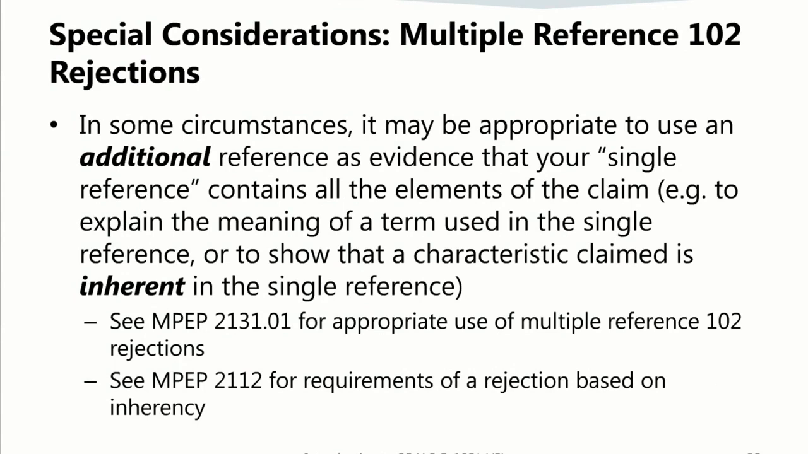It may be appropriate to use an additional reference as evidence in a 102 rejection in support of the single reference that contains all elements of a claim. Such additional references may be used, for example, to explain the meaning of a term used in the single reference, or to show that a characteristic claimed is inherent in the single reference. Examiners should consult the appropriate MPEP sections for appropriate use of multiple reference 102 rejections and requirements based on inherency.